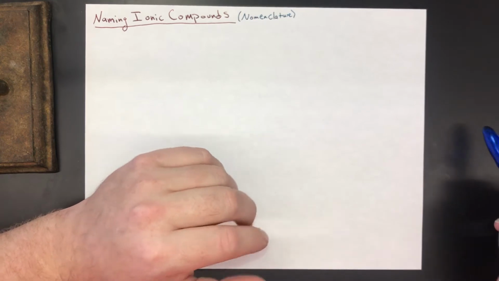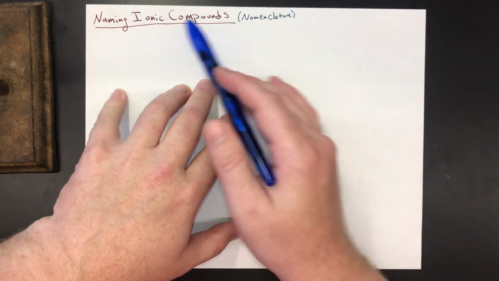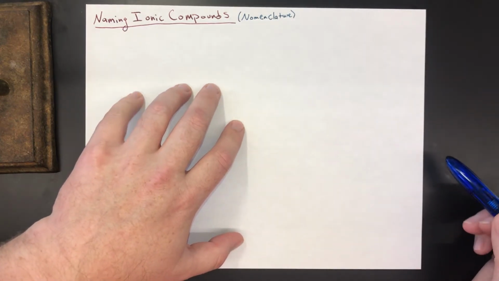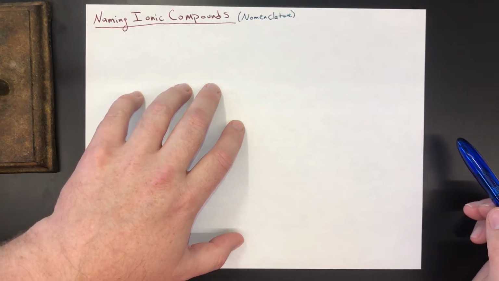Another term you may hear is nomenclature. Nomenclature is just the word that we use to talk about how we name chemicals. So naming chemicals is a really big part of chemistry. It's almost like learning a second language. So these videos are going to be helpful, I hope. And let's get into the first one.